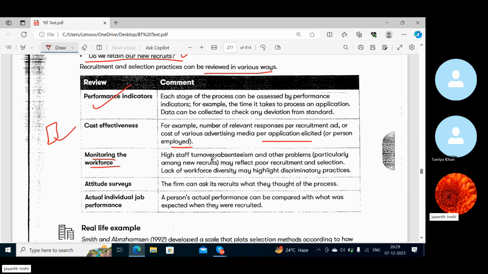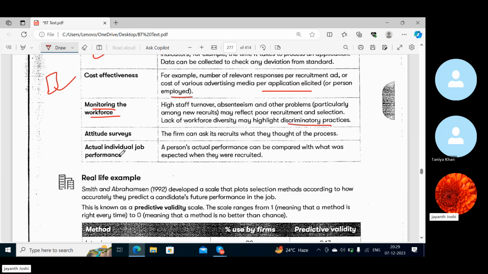Monitoring the workforce. High staff turnover, absenteeism and other problems may reflect poor recruitment and selection. Lack of workforce diversity may highlight discriminatory practices. Then it would seem like you're only hiring some people whom you like in some ways, or you are biased towards hiring. Attitude surveys: the firm can ask its recruits what they thought of the process and actual individual job performance. A person's actual performance can be compared with what was expected when they were recruited.